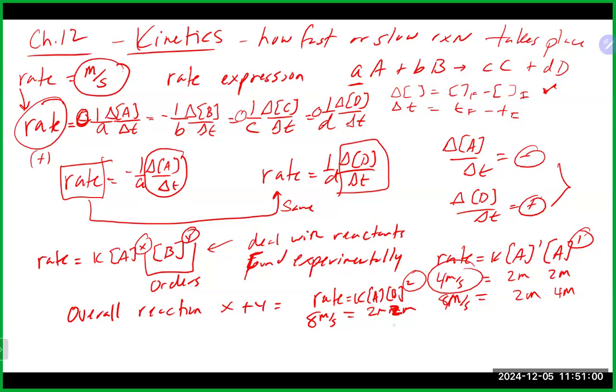And if I doubled the concentration of my B in this example, 4 squared is 16. 16 times 2 is like 32, I think, molar seconds. So in this case, by doubling the reactant that has a second order, our rate actually goes up by a factor of 4. So it's going to get super fast, right?